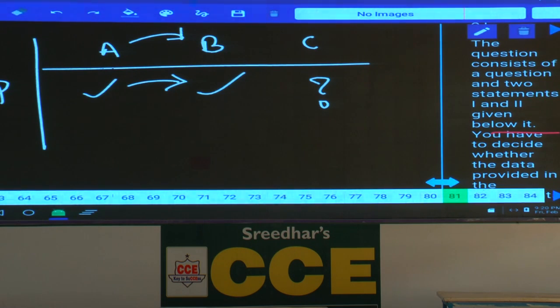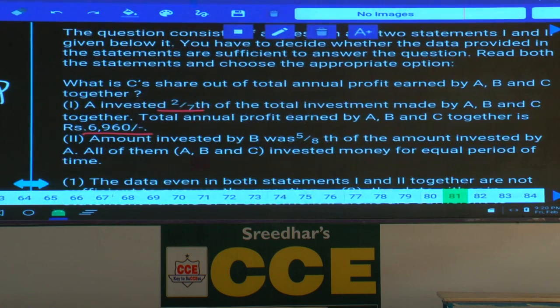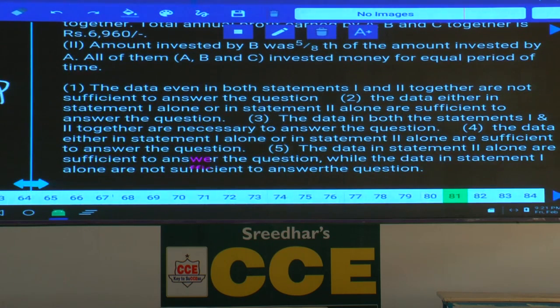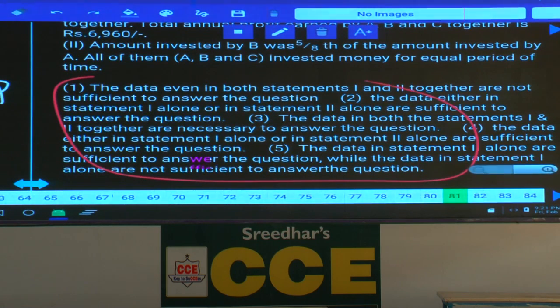We will get A's profit. Using that, 5/8 goes to B's profit, then the remaining goes to C's profit. Can we answer this? When can we answer? By using both information. So both are required to answer the question. Be careful with data sufficiency about your instructions. These may change from question to question. For every question, this particular combination may change.